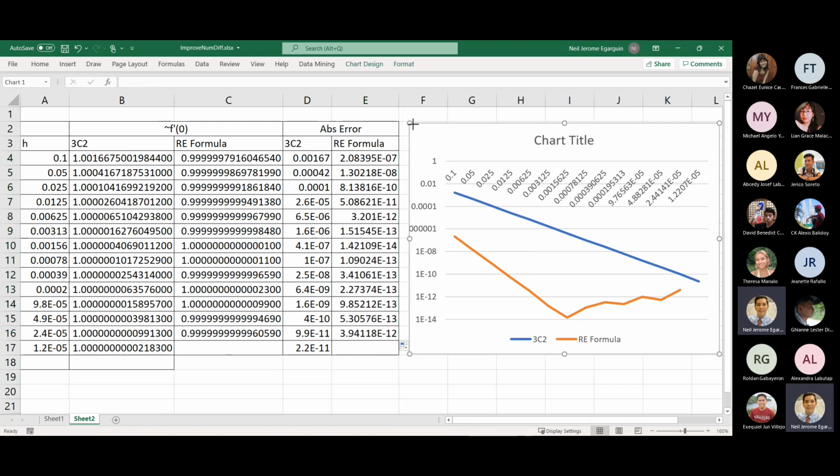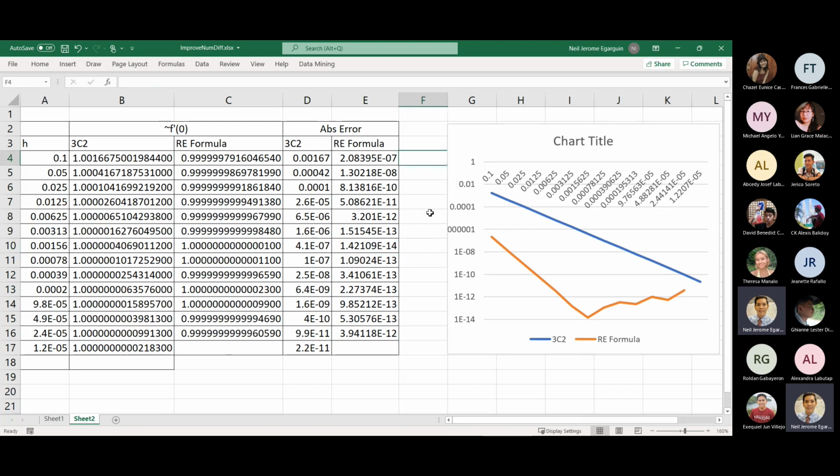Okay? And then tingnan natin yung ratio between two consecutive errors. So this would be this guy divided by this guy, or baliktad, ito divided by this next one. Okay. So makikita nyo yung ratio between the current error and the next error is 16.